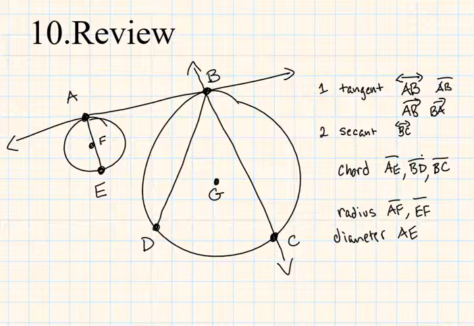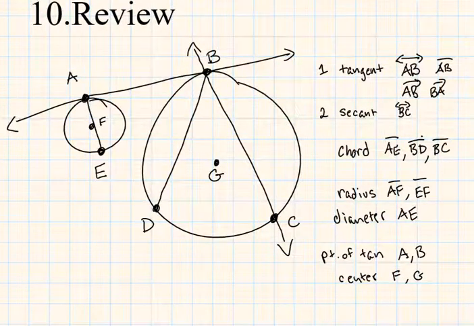And last but certainly not least, we'll discuss the 2 points. So we've got a point of tangency, and the center. I've got 2 points of tangency. You could give me A or B, and I've got 2 centers, F or G.